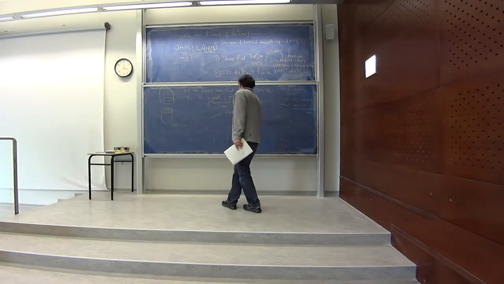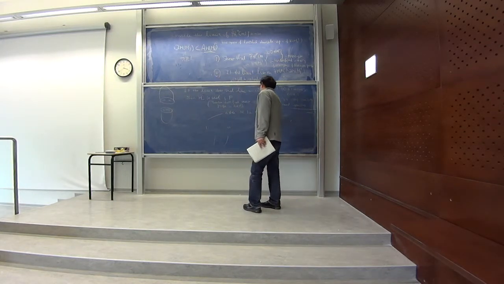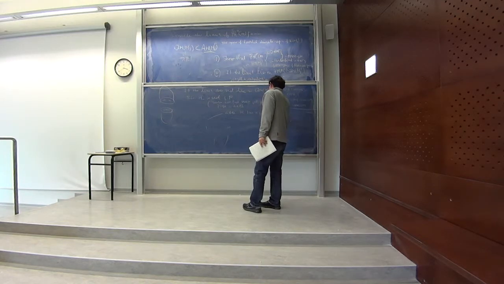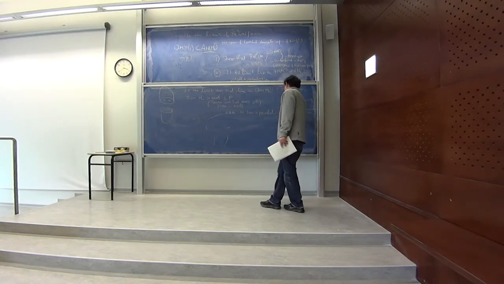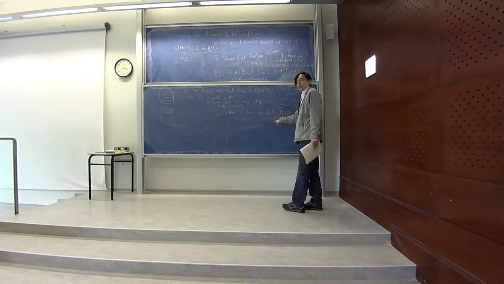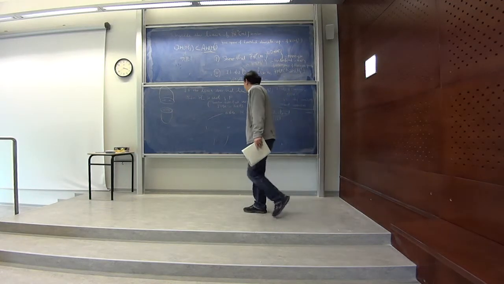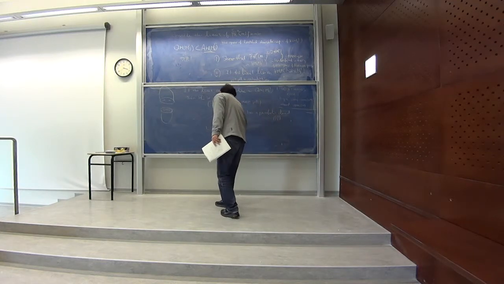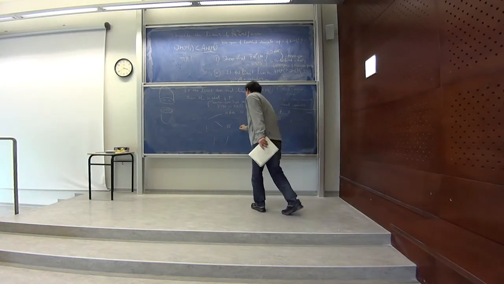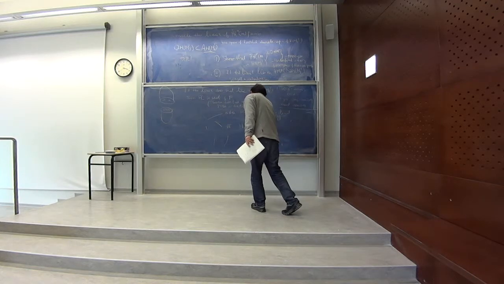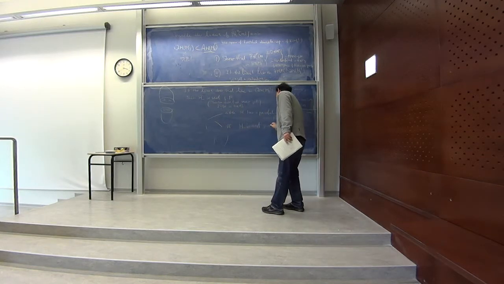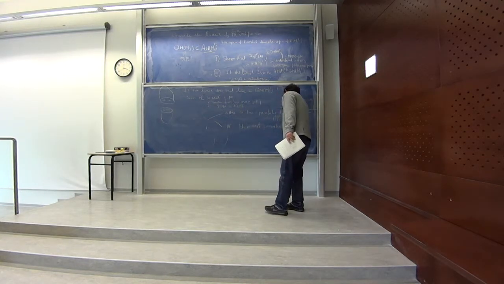either H minus has a parabolic element, which means an element conjugate to this kind of matrix. And the other possibility is that H minus is not geometrically finite, or in other words, geometrically infinite.